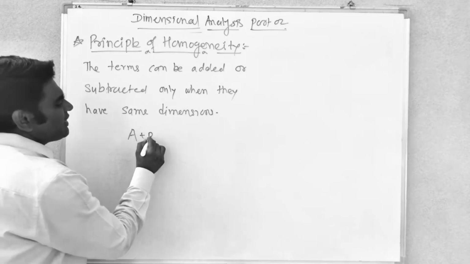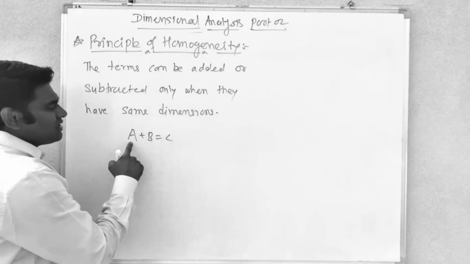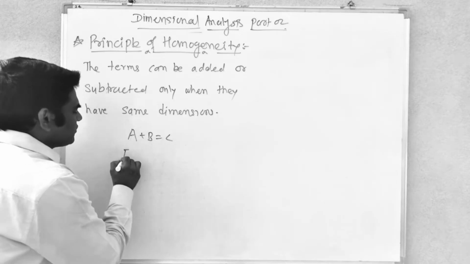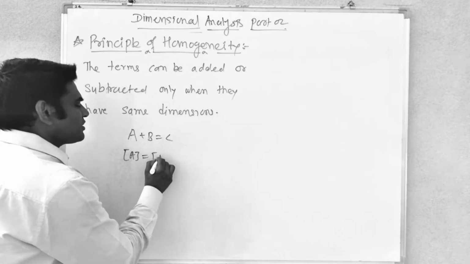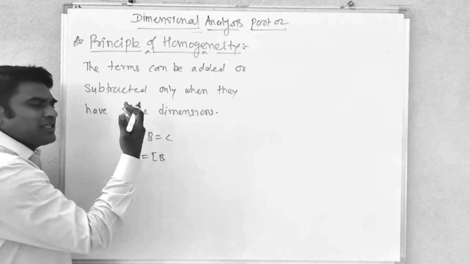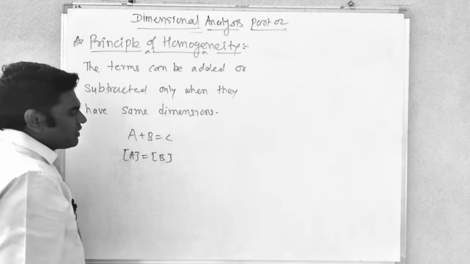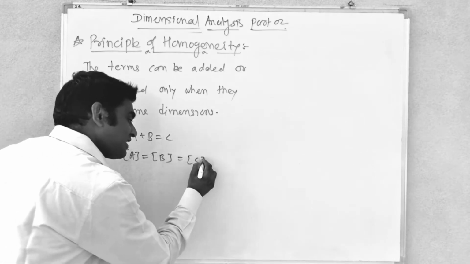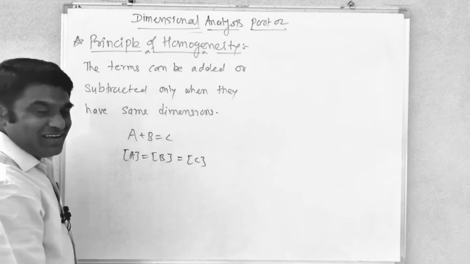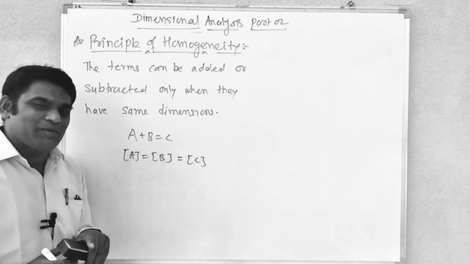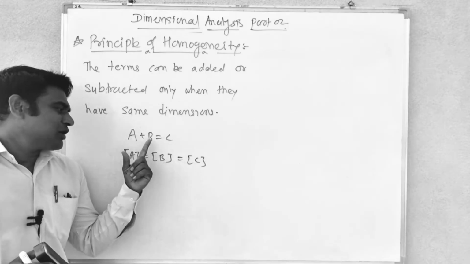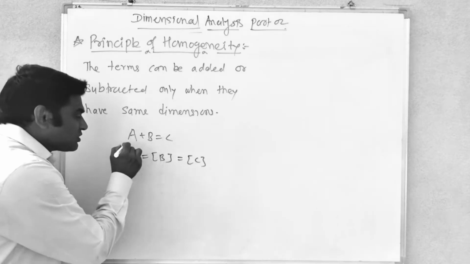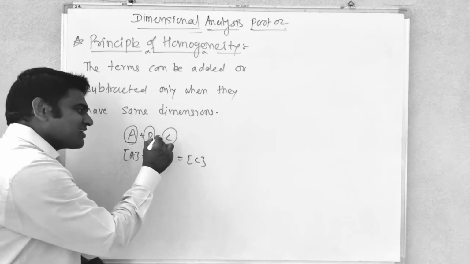A plus B is equal to C. Then these two are added, which means their dimensions are equal. The dimension of A is equal to the dimension of B, whatever the physical quantity may be, force or momentum or anything. And that is equal to the dimension of C. Though C is equal to A plus B, the dimension of A is equal to the dimension of B, and that is equal to the dimension of C. So how many terms? This is one term, this is another term, and this is the third term.